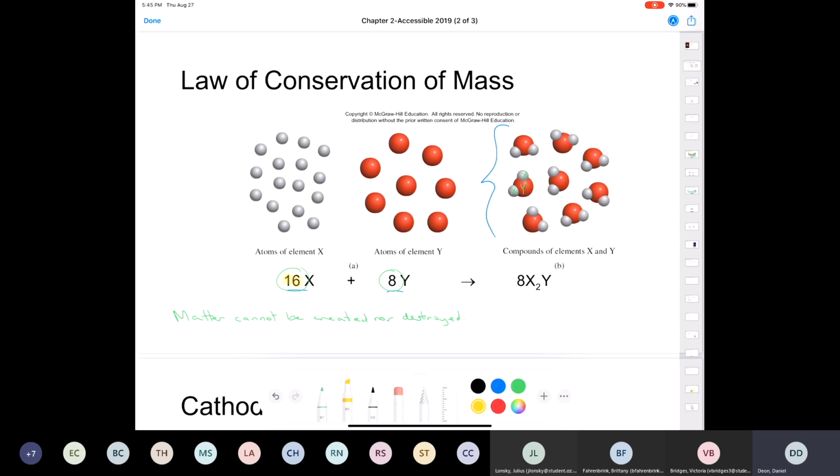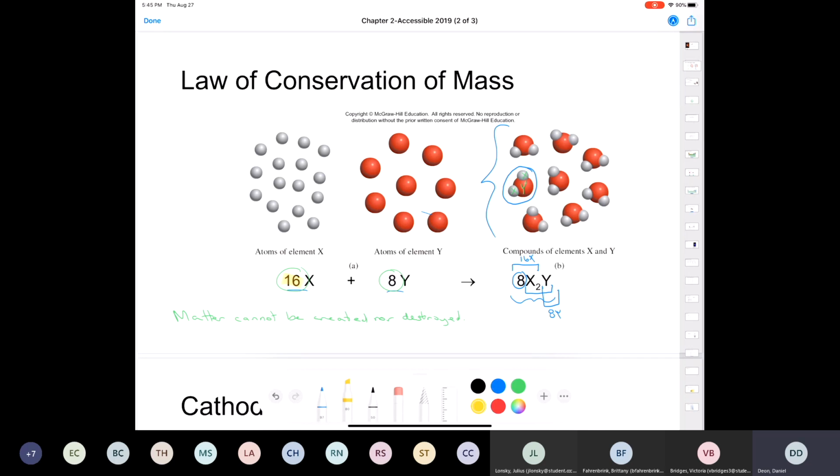Well, the way that you read this formula here, 8 X2Y, is that you can see that each one of these compounds has 2 X's and a Y. So that's represented by X2Y. This 8 over here, you basically multiply everything that's in that by the number 8. So what's 2 times 8? That means we have a total of 16 X's, and you multiply Y by 8. 1 by 8 gives you 8 Y's.